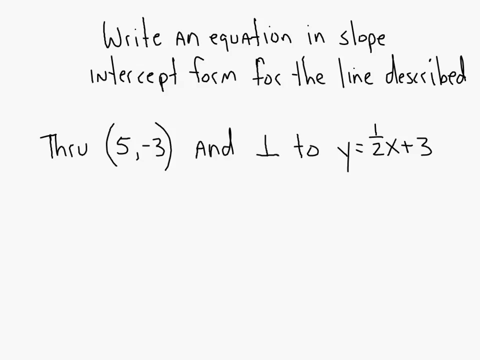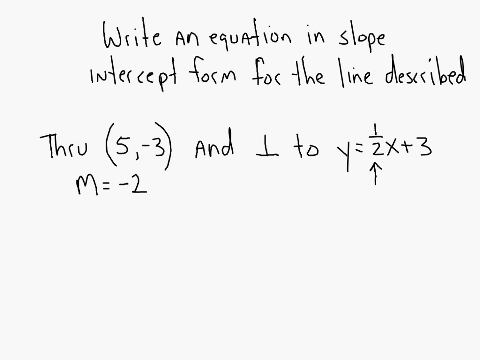Write an equation of a line in slope-intercept form that goes through (5, -3) and is perpendicular to y equals 1/2 x plus 3. Yesterday, what did we say about the slopes of parallel lines? Slopes of parallel lines were the same. What did we say about the slopes of perpendicular lines? Negative reciprocals. So, we need the negative reciprocal of 1/2 to write our new line. So what's the slope of our new line going to be? -2. Very good, because that's the negative reciprocal of 1/2.